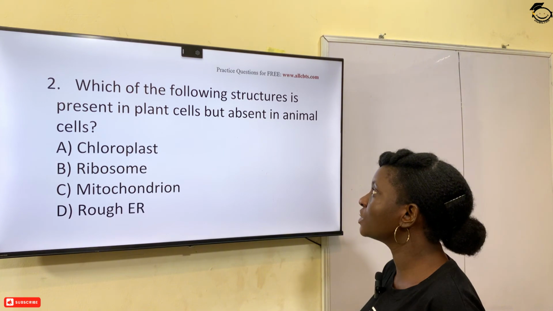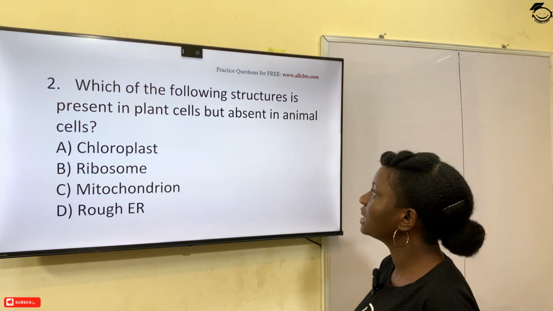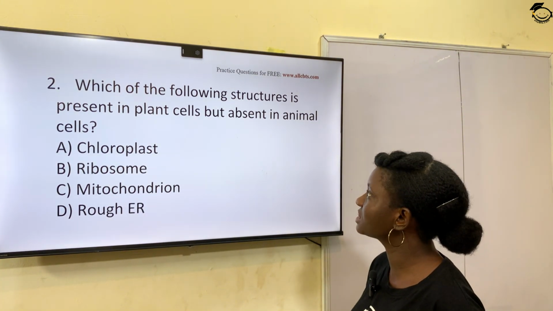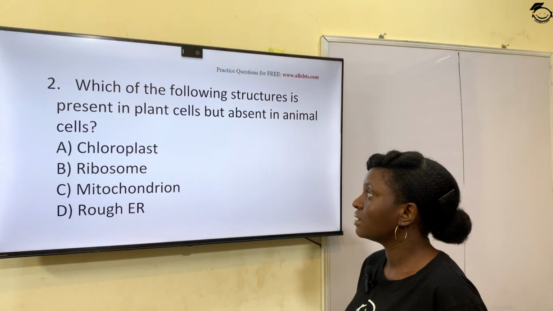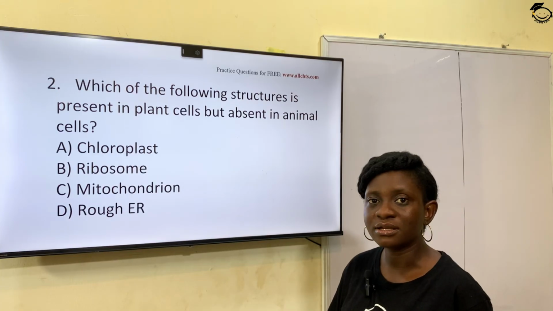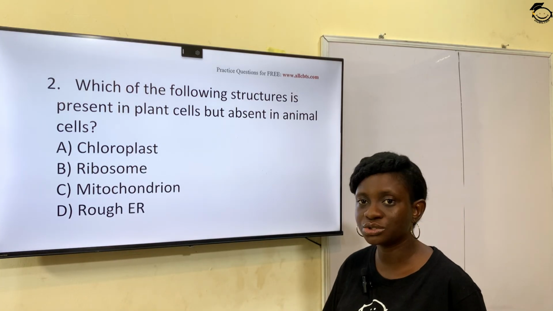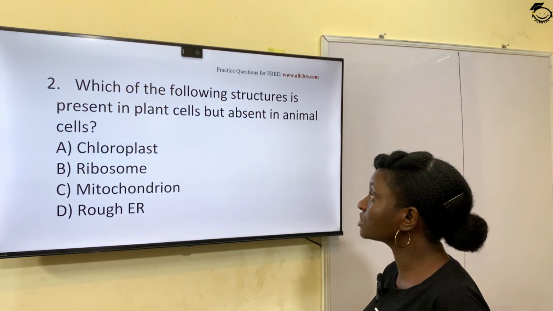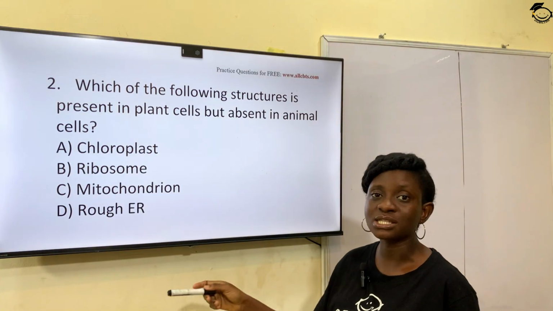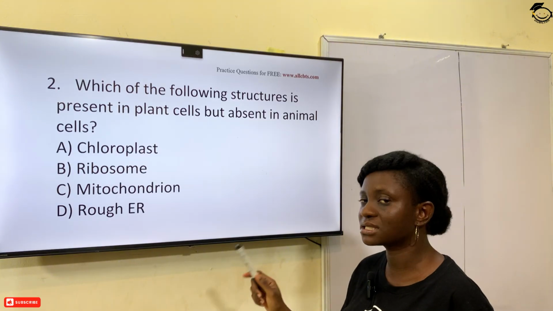Question 2. Which of the following structures is present in plant cells but absent in animal cells? A. Chloroplast, B. Ribosome, C. Mitochondrion, D. Rough endoplasmic reticulum. So which of these is present only in plant cell?